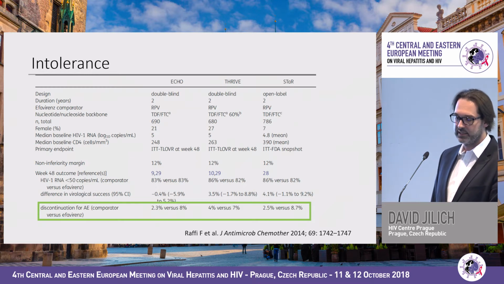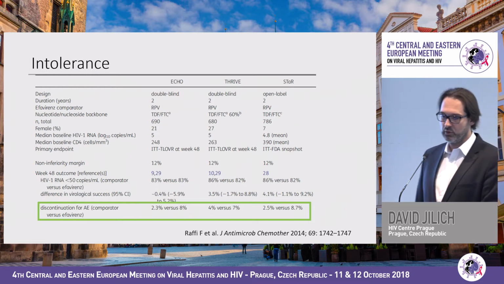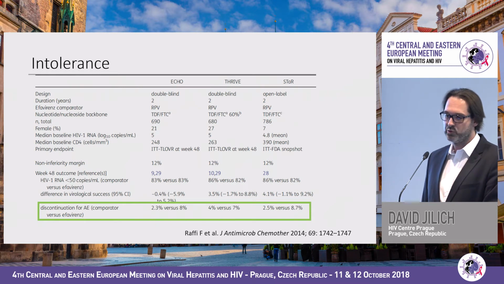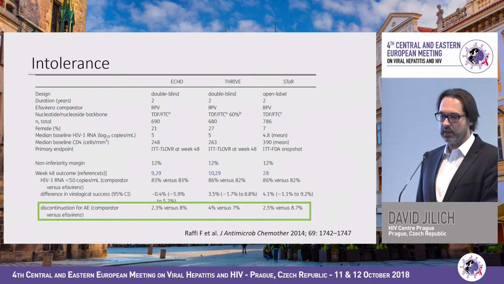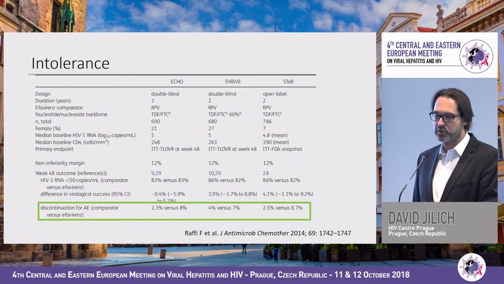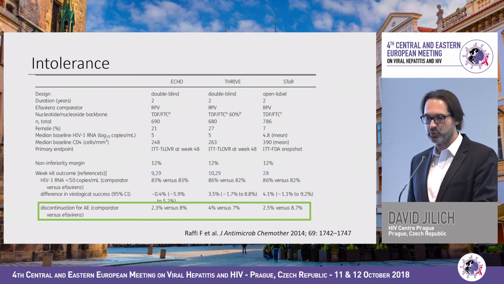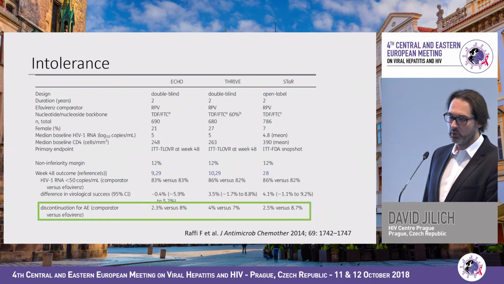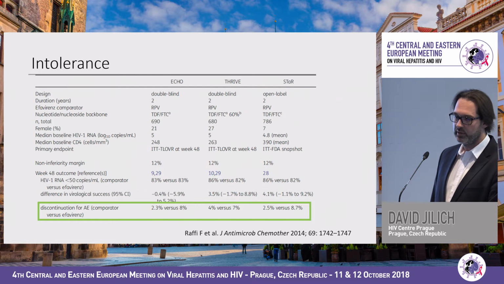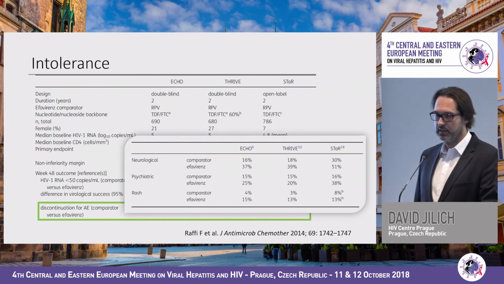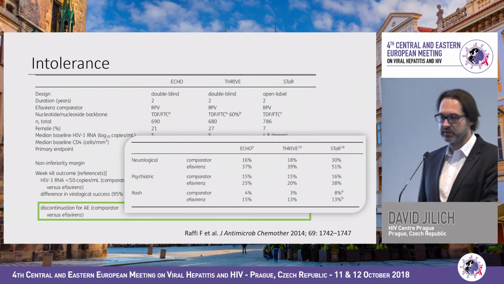In all three studies, done on quite a large number of enrollees, and two of them were double-blinded and randomized, we see a large difference favoring the comparator, which was rilpivirine, because efavirenz has a large potential to cause especially neuropsychiatric side effects. We can see this detailed figure.